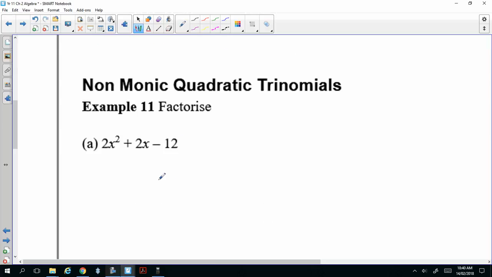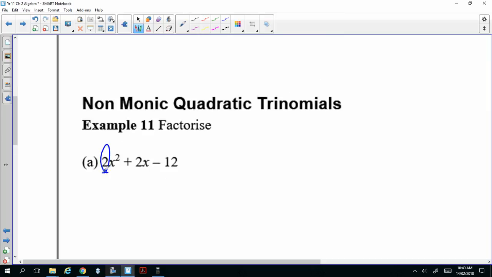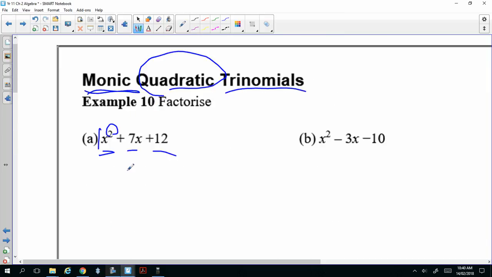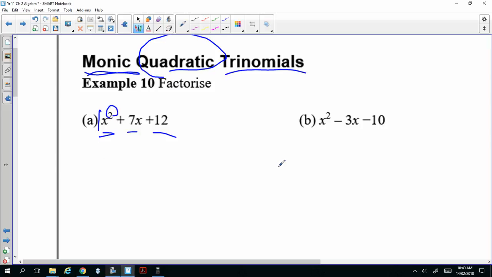And there's a non-monic one where there's a number in front. I'll show you both how to factorize this. So let's focus on monic because they are easier. So the rule is you find 2 numbers, PSF. Remember what they are. P is the product. They must multiply to get 12, add to get 7.